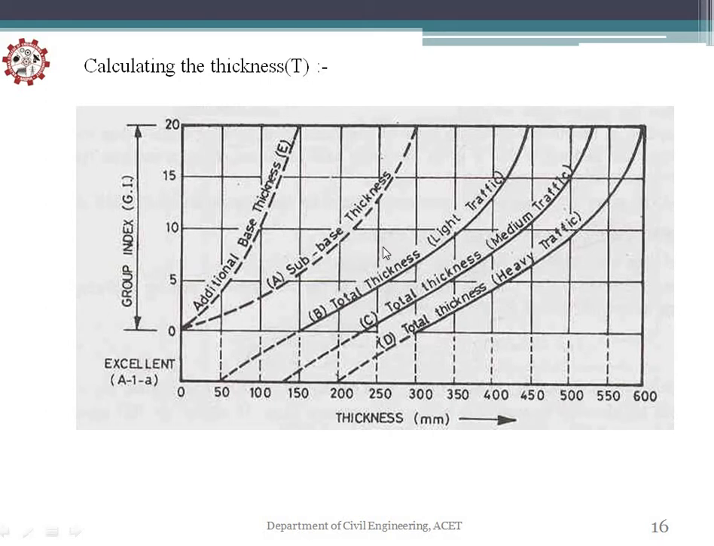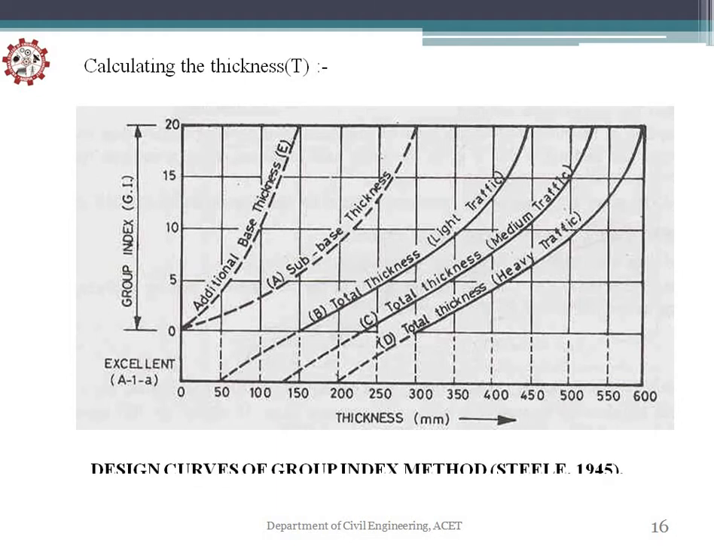Similarly, you have to take care of whether it is a light, medium or heavy type of traffic. If it is light, then project on light. If it is medium, project on medium, and if it is heavy traffic, project on heavy traffic. So suppose you are projecting 15 GI on heavy traffic and it is projecting downward, then the value will be between 550 to 600. That will be the total thickness of the pavement.